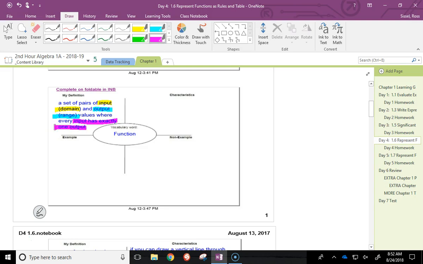That is extremely important to be a function. One input goes to one output. If an input goes to more than one output, we can graph it, but it is not a function.